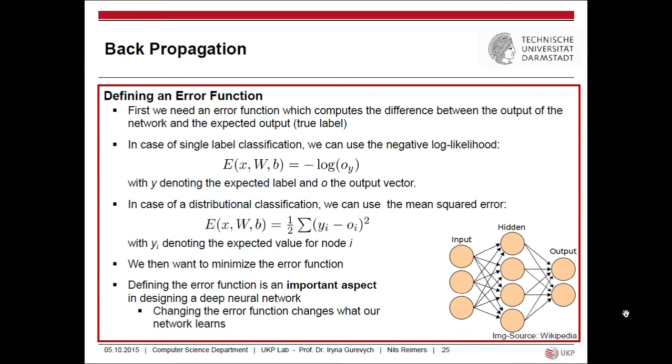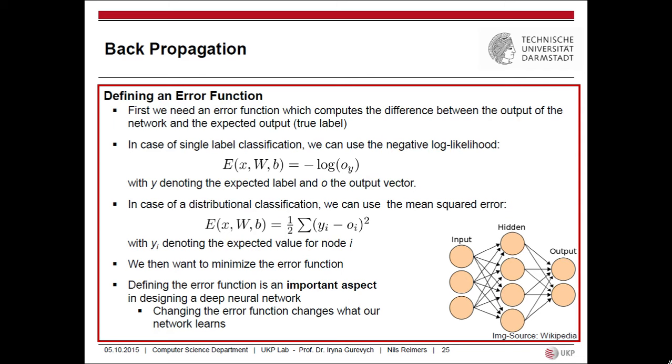So the error function, in case you have a single label classification, for example, for the handwritten digit, there's only one true answer, so is it a 7, or is it a 5, or is it a 6? And you define the error function from the input x, the weight matrix w, and the bias value b. And it's the negative log likelihood of the output y. So you have your true answer, so the image shows the 5. And you look at how big the activation for it is, and you take the negative log likelihood. So if the output is 1, it's really big, the negative log likelihood will be 0, so there's a 0 error. When the value is really small, the error gets larger.